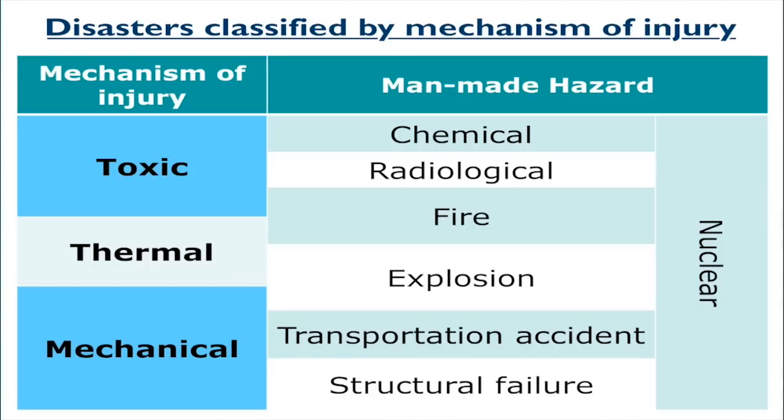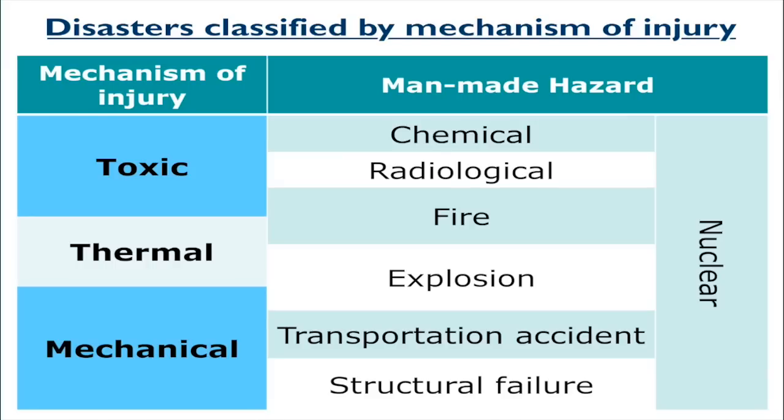And this particular table represents those mechanisms of injury that we were talking about with these man-made hazards. Chemical and radiological disasters all cause this toxic mechanism of injury. Fire actually has an overlap between toxic as well as thermal. It's the same as explosion that has an overlap with thermal as well as mechanical. And then transportation accidents, as I mentioned, and structural failures are purely mechanical.